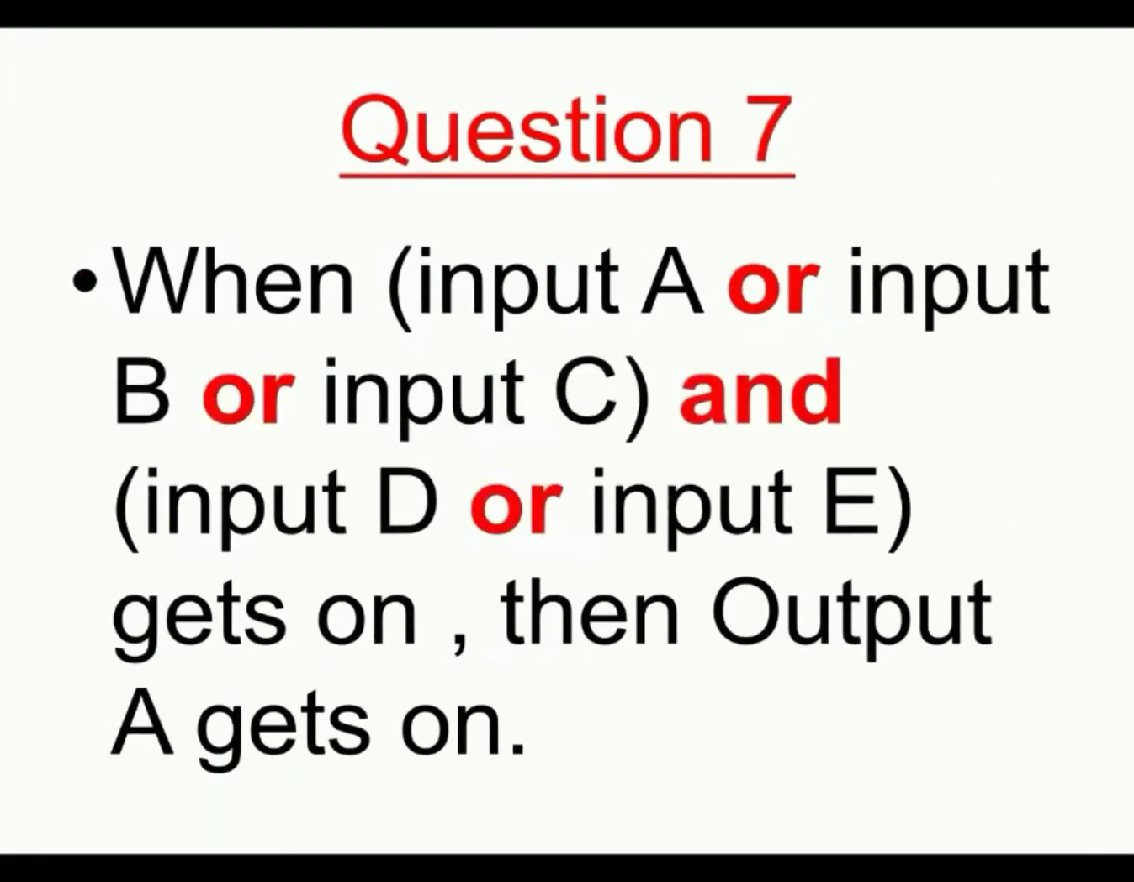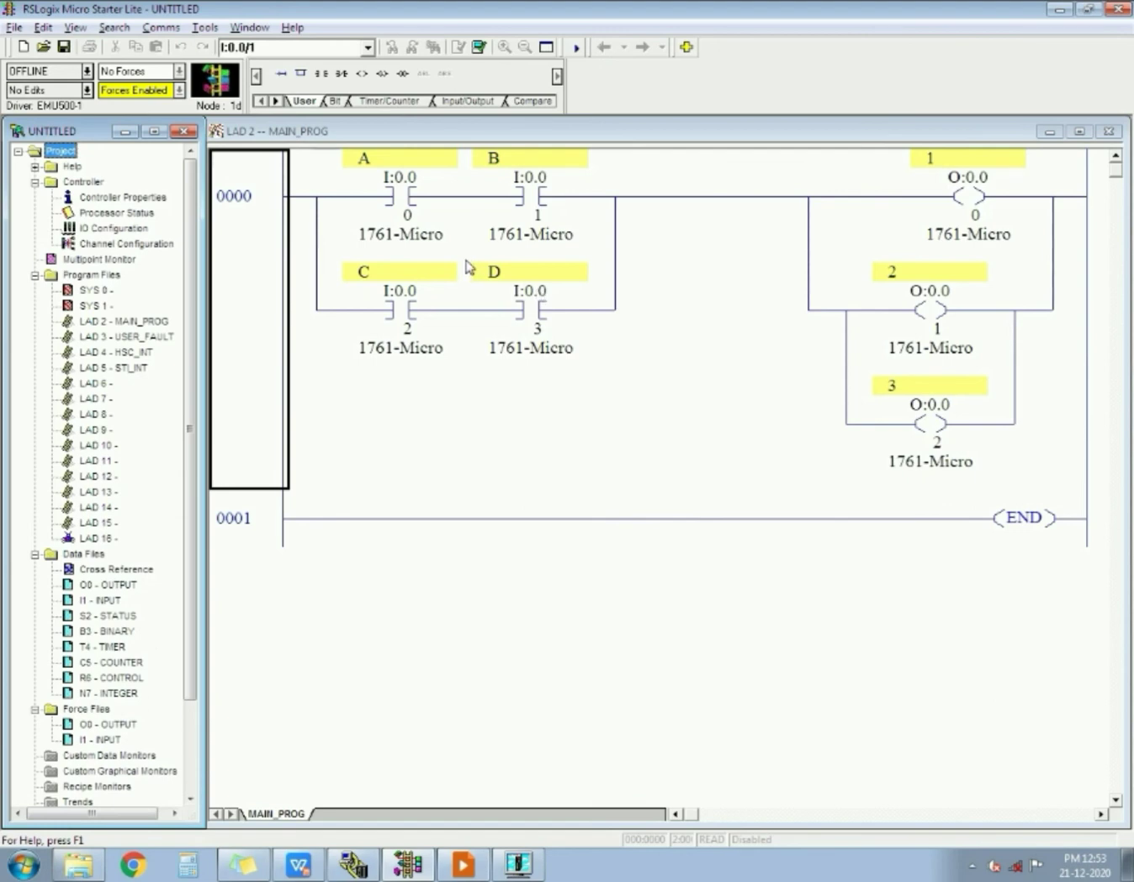Question number 7. When input A or input B or input C, here you can see a bracket, input A or, meaning parallel, input B or input C. Either input A is on or input B is on or input C is on, and with these three, either one of A or B or C, with this and input D or input E gets on, then output A gets on. It means I have 5 inputs and 1 output. So let's make a program.